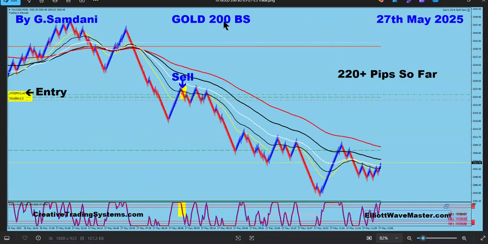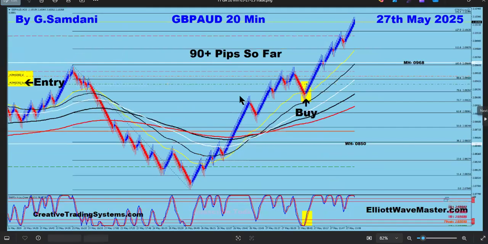Right? So now gold, this one is going down. Beautiful by-the-book entry here. Sell orders right there, 220 pip. And this one, pound Aussie. Remember earlier we saw a big move to the upside. It went up, came down, and another entry right there.